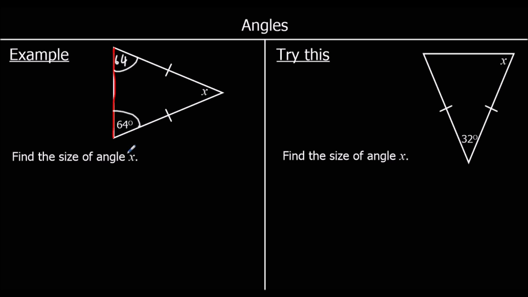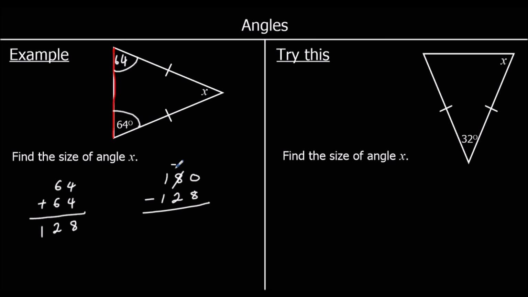So what do we have here? We've got 64 plus 64. So 4 plus 4 is 8. 6 plus 6 is 12. So we've got 128. We've got 128 degrees so far. What's missing? So 180 take away 128.